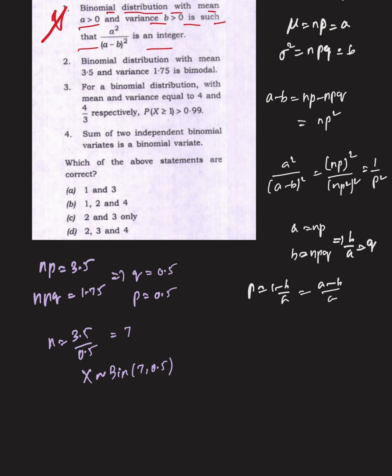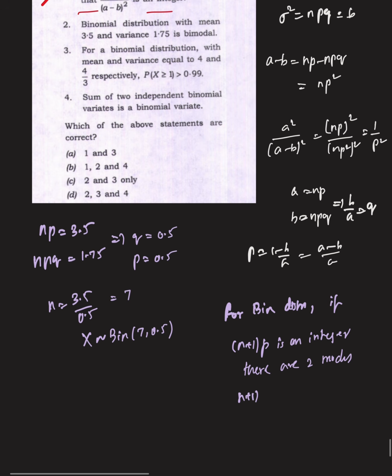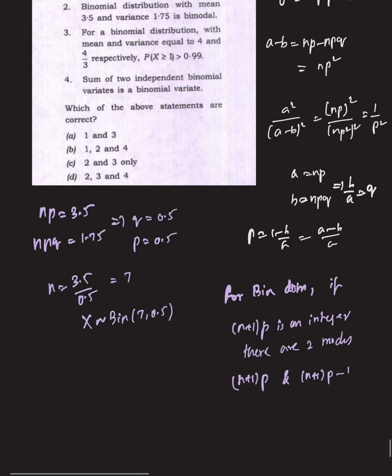So for a binomial distribution, we know that if (n plus 1) times p is an integer, there are two modes. They will be (n plus 1)p and (n plus 1)p minus 1. So here, if you take (n plus 1) into p, in our case (n plus 1) into p is nothing but 8 into 0.